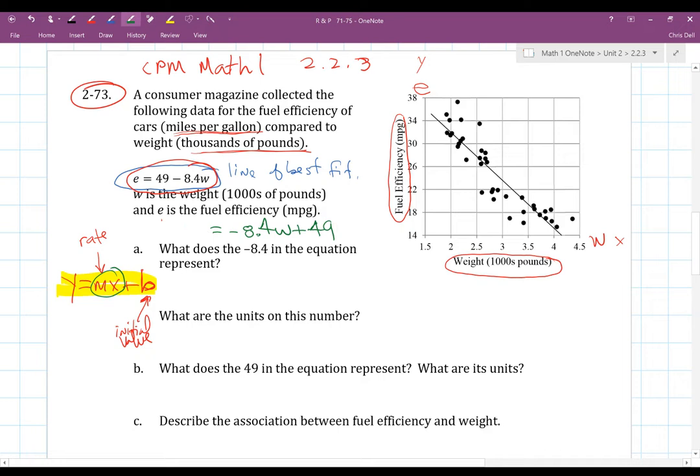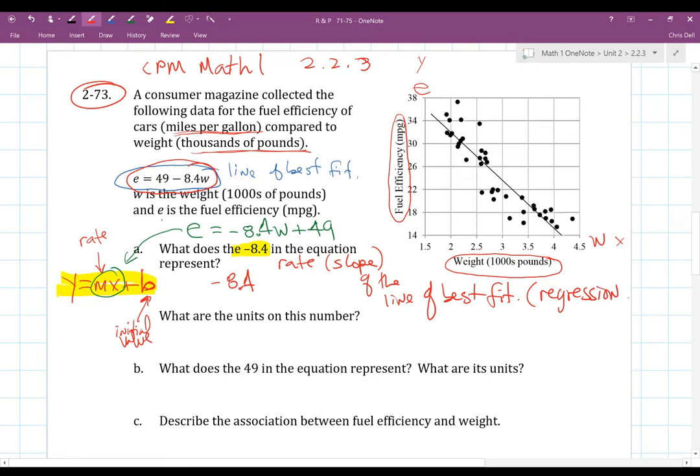Again, if we were looking at y's and x's, it would just be y equals negative 8.4x plus 49. That form is the slope-intercept form, or the rate-initial value form, but using E's and W's. So let's answer this question again. What does the negative 8.4 represent? Negative 8.4 is the rate, our slope, of the line of best fit. Regression line is another word we use. Technically it's the statistical term, but line of best fit is also known as.